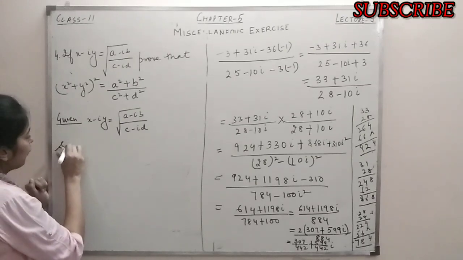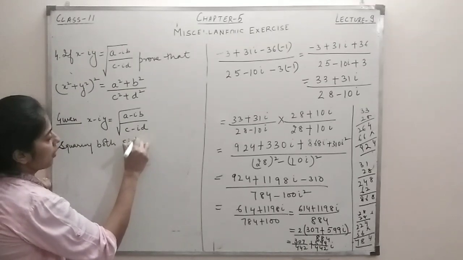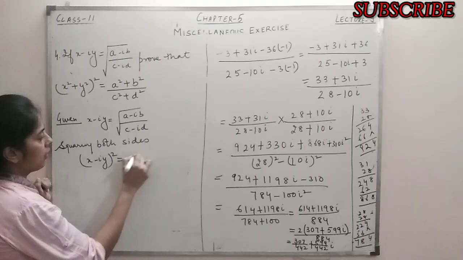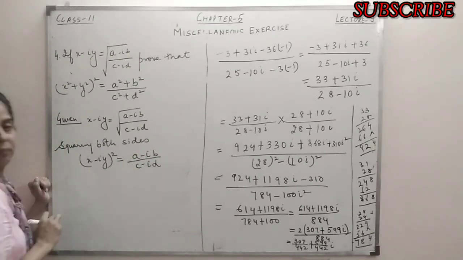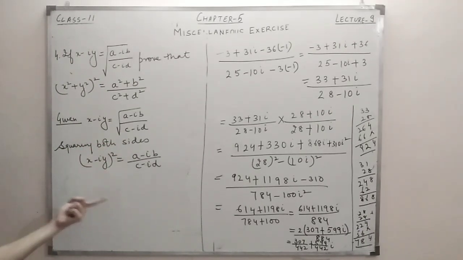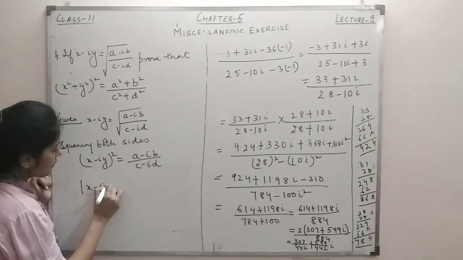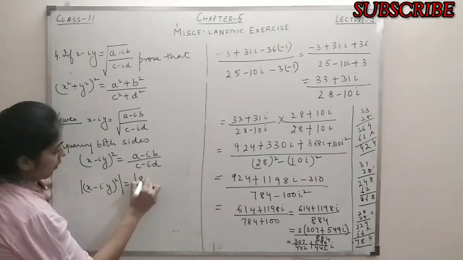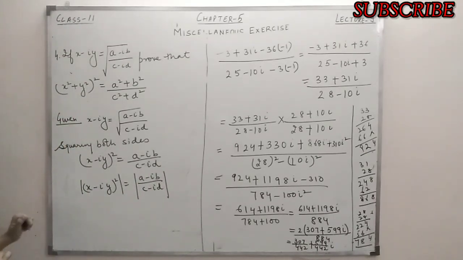Right? So what do we do? First of all, squaring both sides. Squaring both sides, what do we have? X minus iota y whole square equals a minus iota b upon c minus iota d. Right? It's simple. The square root goes away by squaring both sides. Now the next, what do we do? We take modulus on both sides.